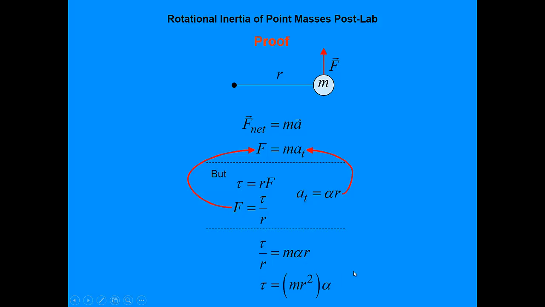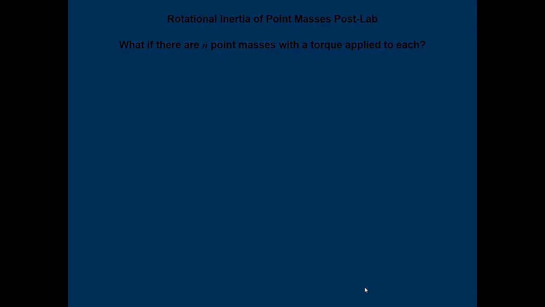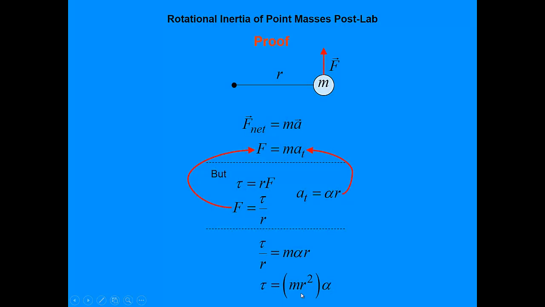Multiply by r, regroup, because I can, and we get the torque is equal to mr squared times alpha. And that looks a lot like kind of half our lab, right? In our lab, we actually had two masses. So this is proving that one mass a distance r away should have a rotational inertia of mr squared.